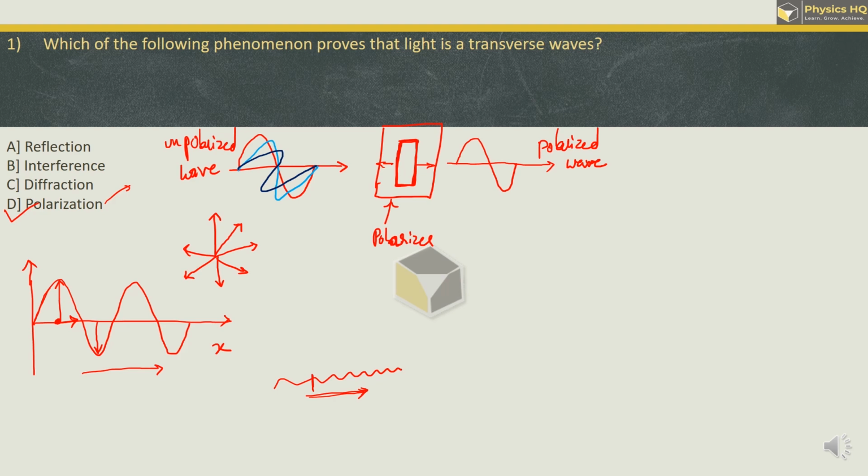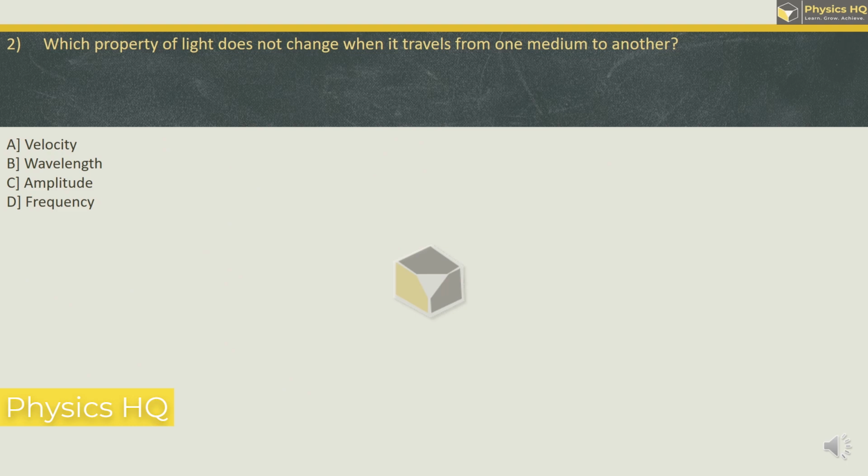Let us check out the next MCQ. Which property of light does not change when it travels from one medium to another? Velocity, wavelength, amplitude or frequency? The correct option is option D.